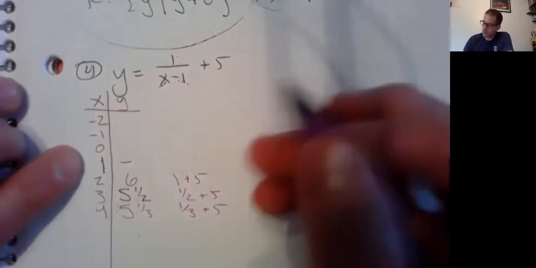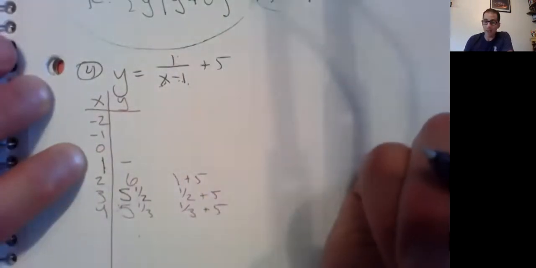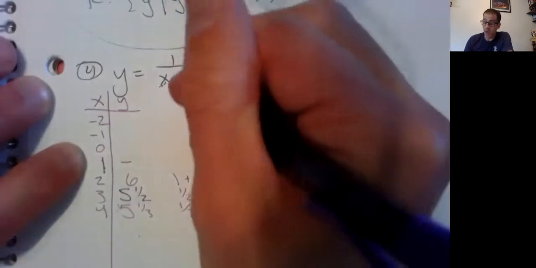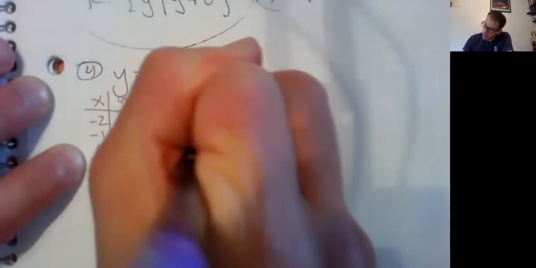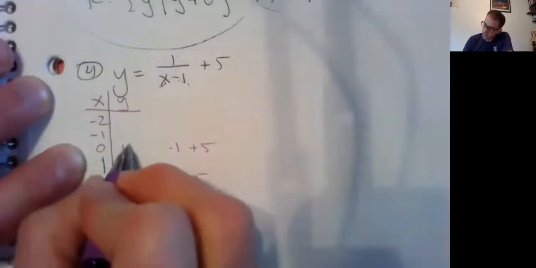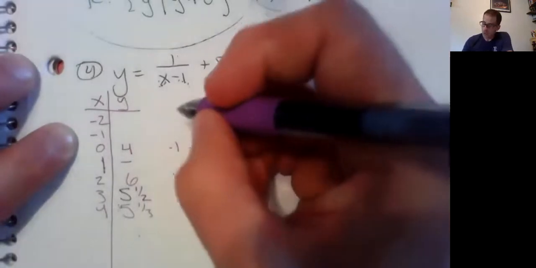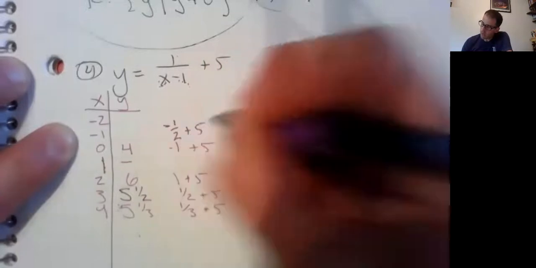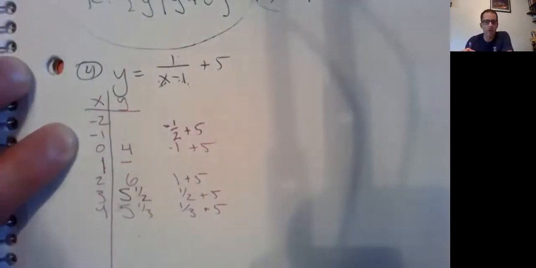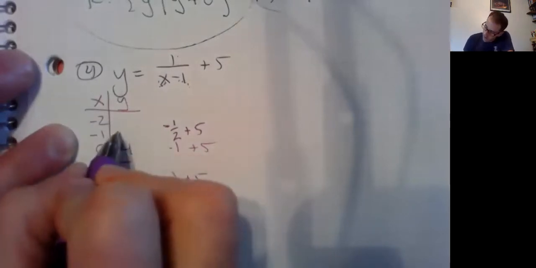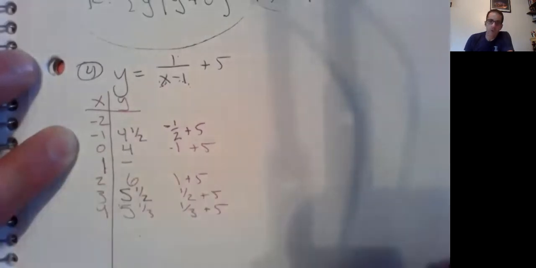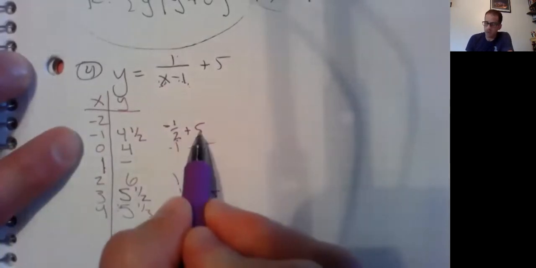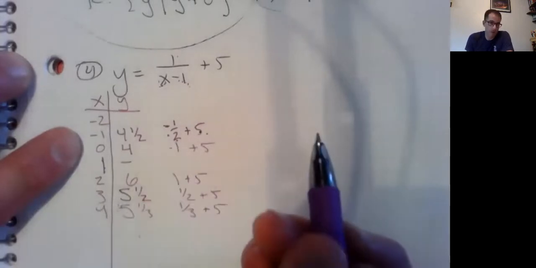Let's plug in 0. 0 minus 1 is -1. 1 over -1 is -1, plus 5. It's 4. Let's plug in -1. -1 take away 1 is -2. 1 over -2 is -1/2 plus 5. All right, I'm down a half, and then I win $5. I'm down 50 cents, I win $5. Overall, $4.50, 4.5, right? 5 take away a half, 4.5.